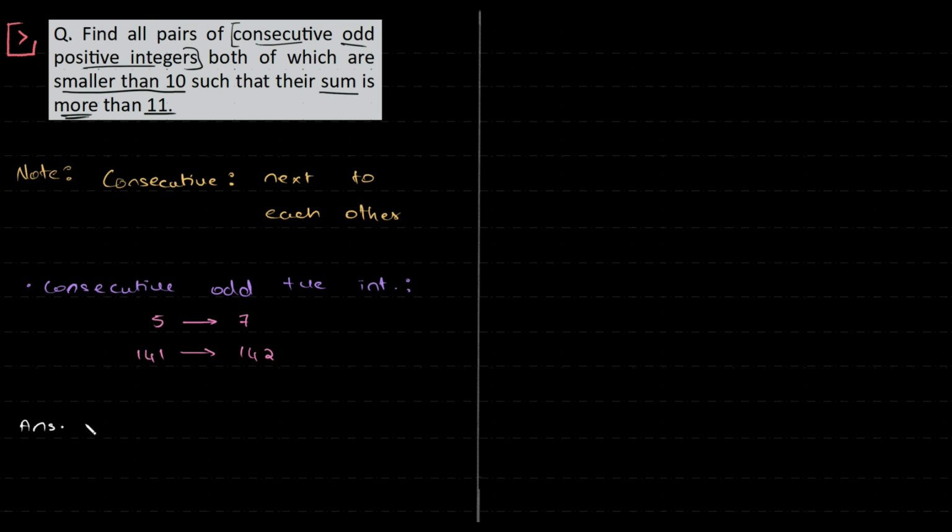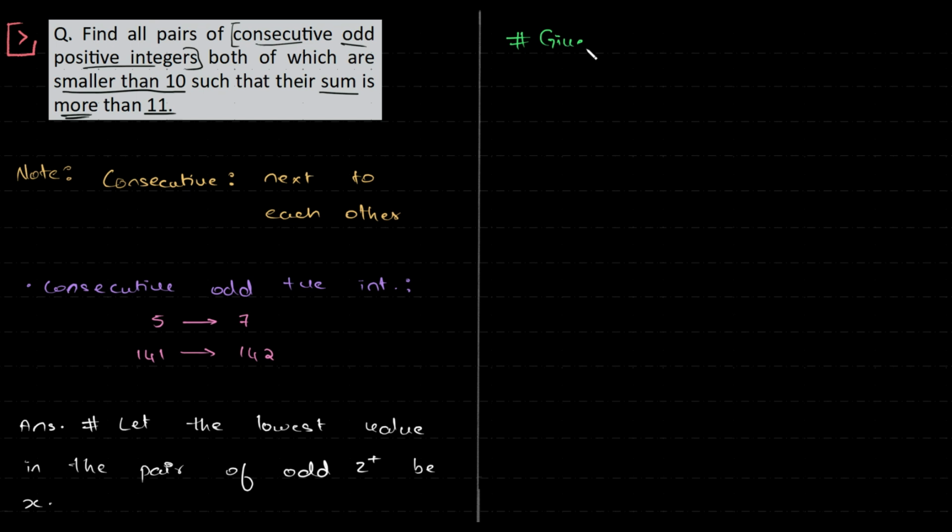Okay, next. Let's start off the answer with, let the lowest value in the pair, right? We are talking about a pair of odd positive integers, be x. Okay, so with that assumption, we can write the given in this manner.